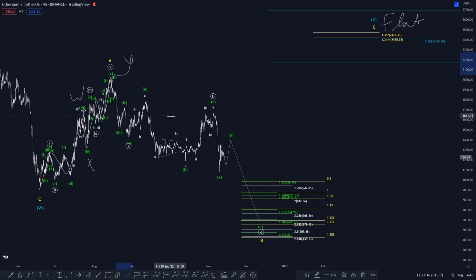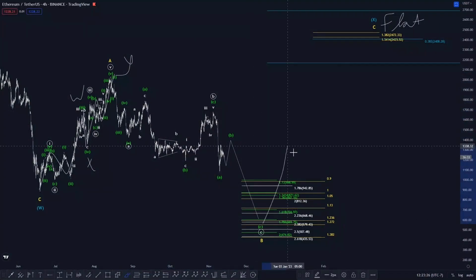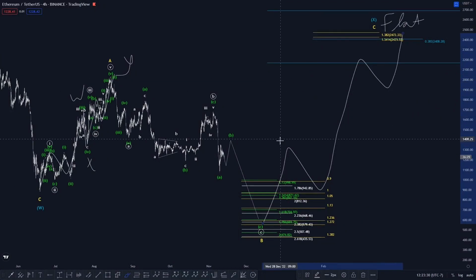and then we have another A B C. So three, three, and then one, two, three, four, five, flat, three, three, five. So we're aware of this pattern too.